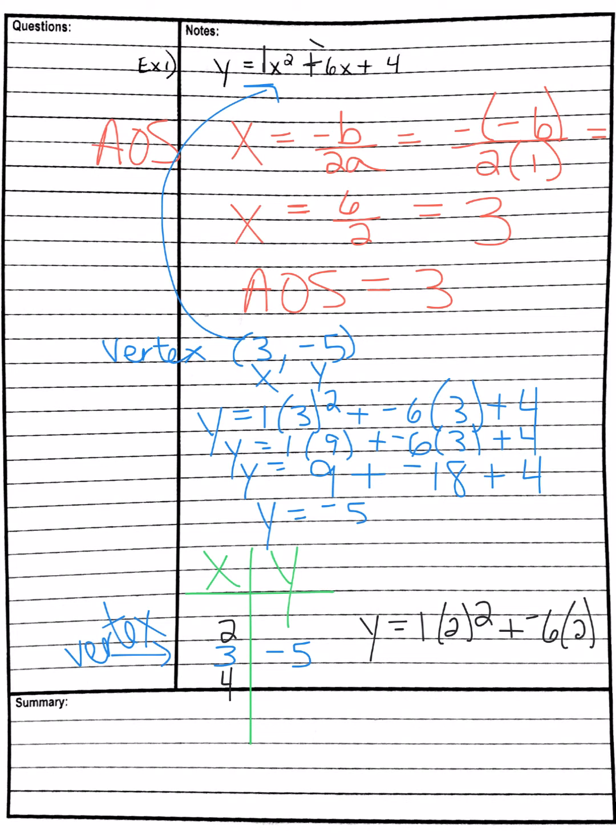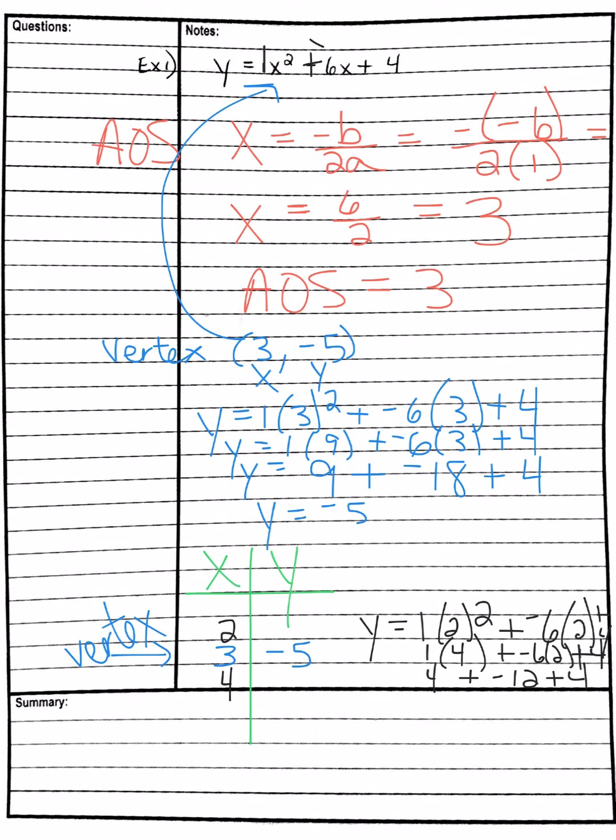A little more work when you have everything in the problem, when you have an ax squared plus bx plus c. So let's look at our math here. 2 squared would be 4. 4 times, so we have 4, and then we're going to times that by 1. Plus, and we still have our negative 6 times 2, and our plus 4. So 4 times 1 is 4, plus negative 12, plus 4.